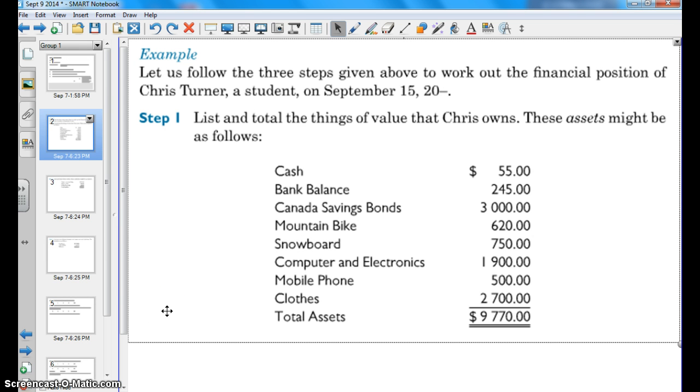If we follow the example in the textbook, we list all the assets of this particular individual, Chris Turner. So he has $55 in cash. He has a bank balance of $245. He has $3,000 in Canada Savings Bonds. He has a mountain bike that he thinks is worth $620, a snowboard that he thinks is worth $750, a computer and electronics at $1,900, a cell phone $500, and he thinks that his wardrobe is worth $2,700.